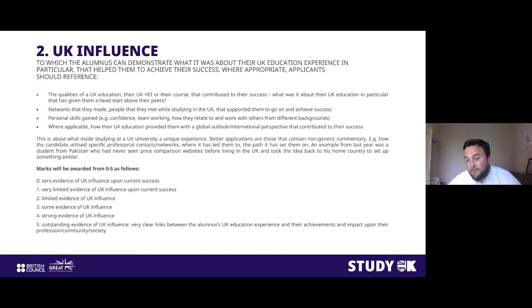So the UK influence is scored 0 to 5, and 0 is little evidence of the UK experience influencing success, and then right up to 5, providing outstanding evidence of UK influence. And what we mean by that is very clear links between the UK education experience and their achievements and impact upon your profession, community, or society.